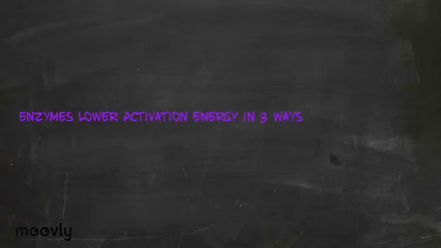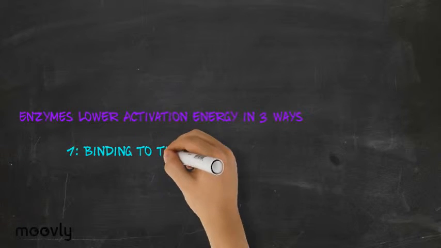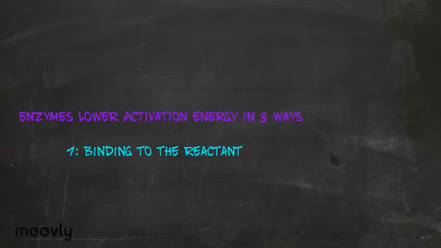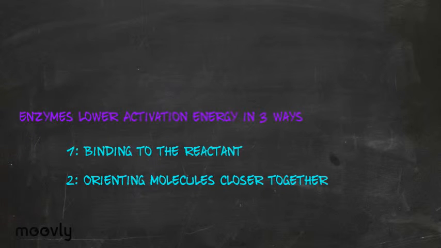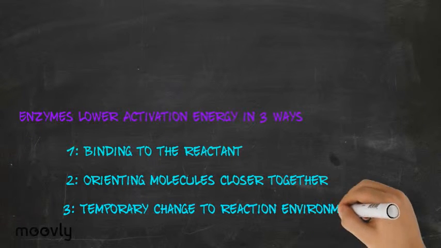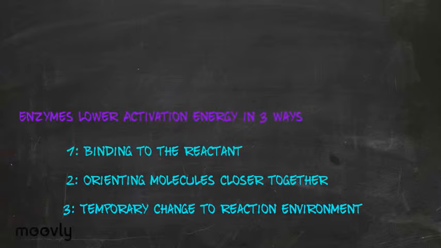Enzymes use 3 different techniques to lower activation energy. The first way is by binding to the reactant to loosen the bonds between the substrates. The second way is by orienting the reactions closer together so they can actually bond, and the third way is by temporarily changing the local environment of the reaction.